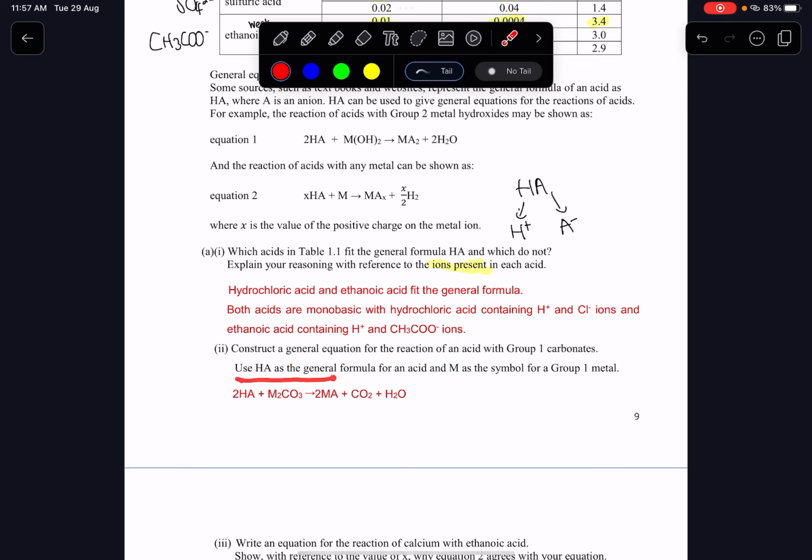Next, construct a general equation for the reaction of an acid with group 1 carbonates. Use HA as the general formula of the acid, and M as the symbol for the group 1 metal. For group 1 they are 1+ charged, so to pair with a carbonate I need M2CO3. Then I balance with an acid, so I start with HA + M2CO3. Remember your salt will be A- paired with M+, so it's MA, and then CO2, H2O. To balance, I need 2HA and 2MA.